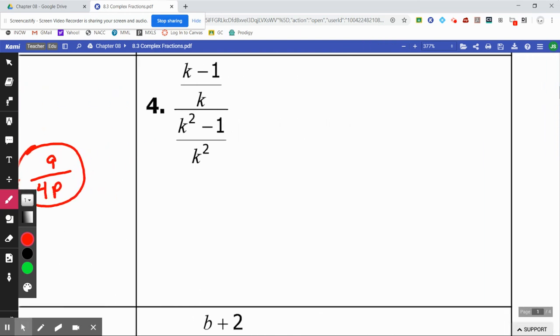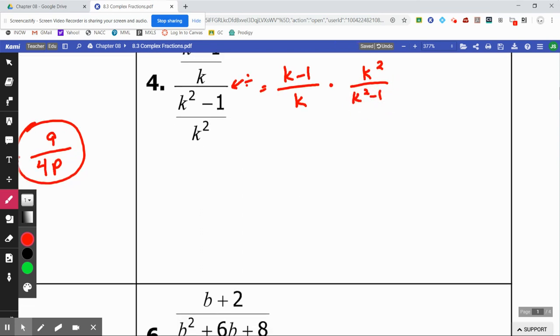Okay, number 4. Now that we've gotten more used to the fact that this means divided by, I'm going to skip a step here. Okay, on top you have k minus 1 over k. I'm going to, as I write this down, flip and multiply. So that's going to be k squared over k squared minus 1. Let's go ahead and factor that now. You have a k minus 1, which will not factor. The k will not factor. K squared is a monomial, will not factor.